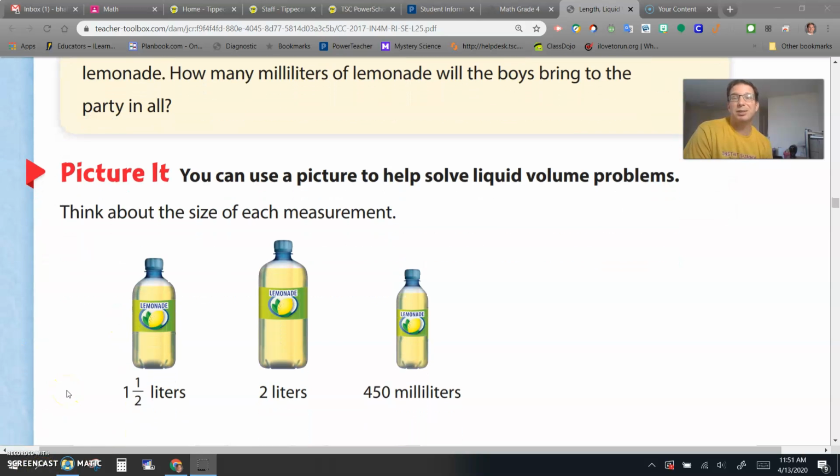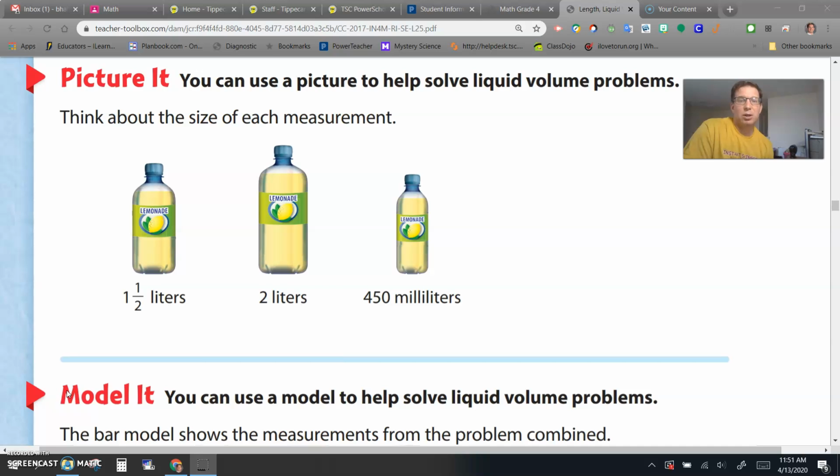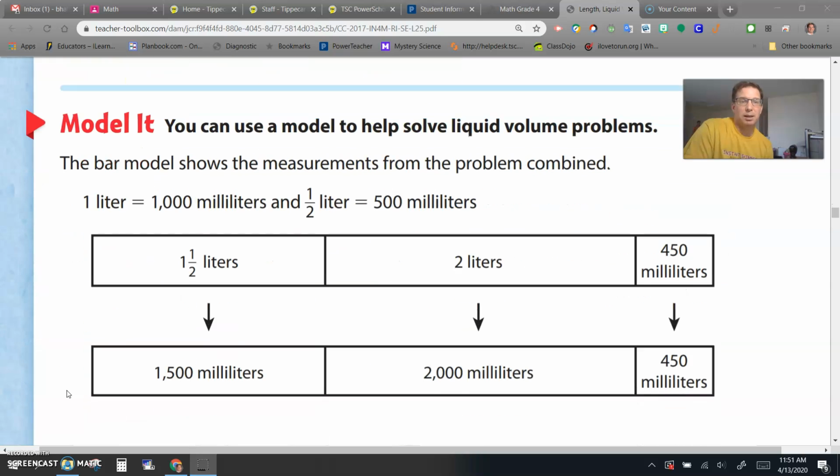This is where it gets tricky, because you guys haven't really done much with milliliters. There's a graduated cylinder in science. They're really tiny, the milliliters are. So here's the picture of it. We have 1.5 liters, 2 liters, 450 milliliters. You need to convert them. We see in the model it.